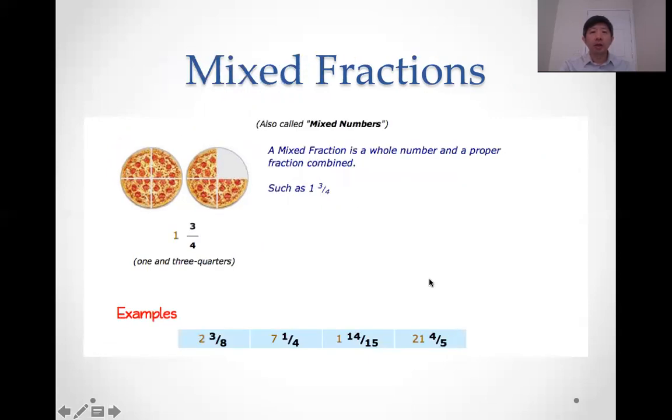Now next, mixed numbers. What's the meaning of mixed number? A mixed number is a whole number and then a proper fraction combined. So we have a whole number, right? 1, 2, this is 1. And then how about this one? This is 3, 4. So we have a combined whole number and a proper fraction, that is the mixed number. Other examples, like 2 and 3/8, 7 and 1/4, 1 and 1/4, 20 and 4/5. Okay, that's a mixed number.